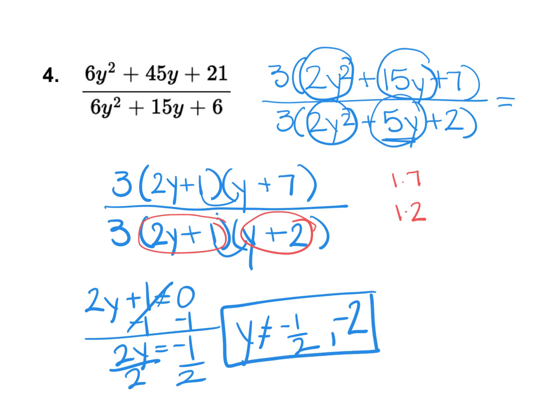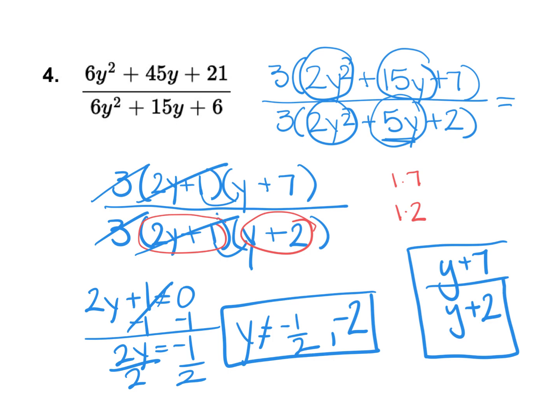And now let's go see what we can cancel out. So these 3's are going to cancel out, and these 2y plus 1's are going to cancel out. And so then all you have left is y plus 7 all over y plus 2. A lot going on in that one.